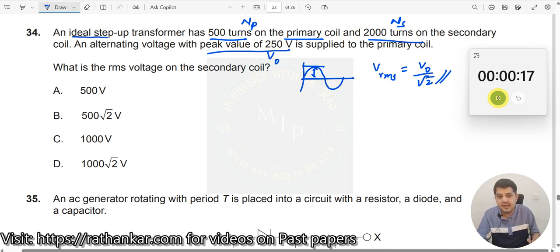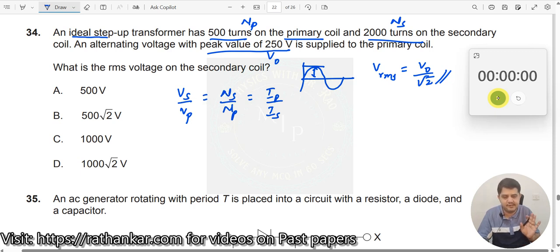He is asking you the RMS in the secondary. Now, very straightforward problem, but you need to think a little bit here. What do we have here? We know that V secondary by V primary is equal to N secondary by N primary, which is equal to I primary divided by I secondary. Remember, secondary and primary are different only in current and number of turns, but in voltage the ratio remains the same. So using the current ratio is not required for us. Now we will use this one here.